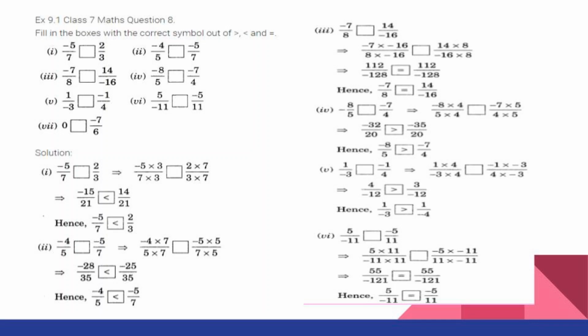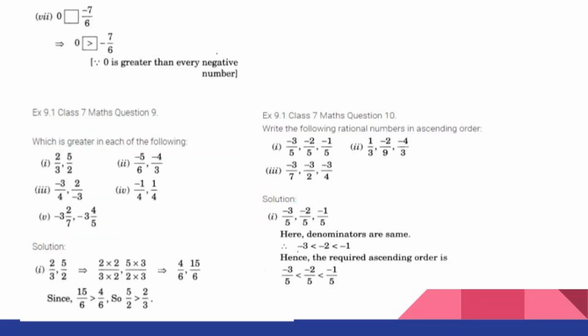Moving to question number 8, that is minus 5 by 7 and 2 by 3. We have to make their denominators equal. Minus 5 by 7 can be multiplied by 3 by 3 and 2 by 3 is multiplied by 7 by 7. It will be minus 15 by 21 and plus 14 by 21, and the negative value is less than the positive value. So minus 5 by 7 is less than 2 by 3. Similarly, you can try for these parts.